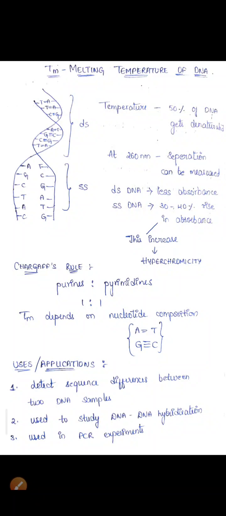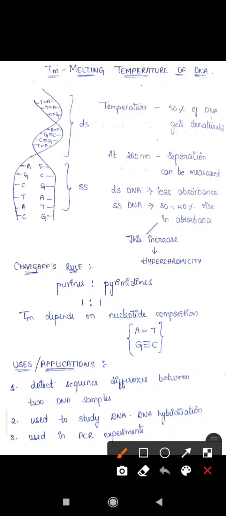Today we are going to learn about the melting temperature of DNA. This melting temperature we can also denote as Tm. Why? Because it's a melting temperature, Tm. Okay. So what is meant by melting temperature of DNA? DNA is melted at a certain temperature.